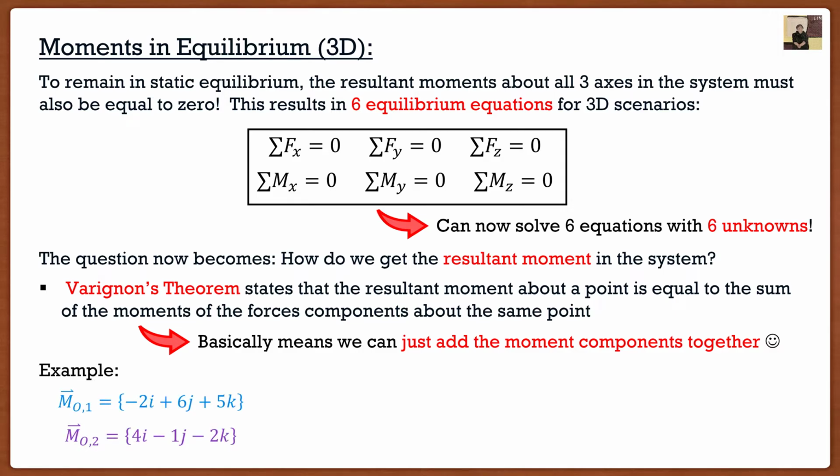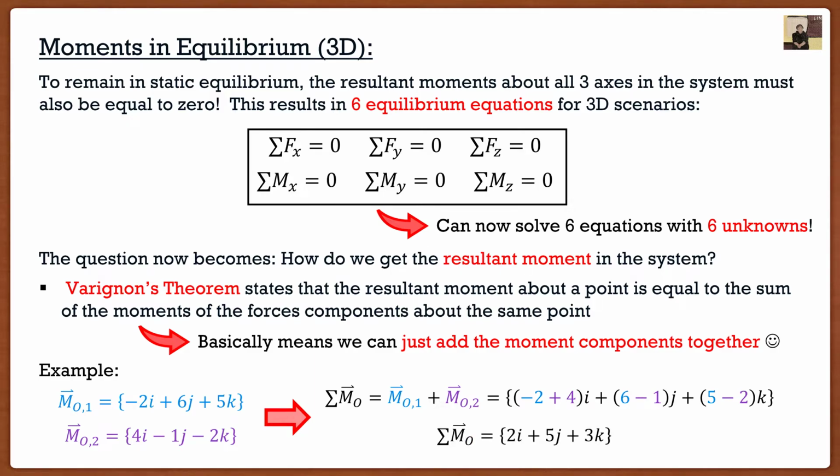So if I had two moment vectors, M1 and M2, about the same point. So here's the key: they have to be about the same point. All I need to do to find the resultant moment is add the components. I see that I have negative 2i and 4i, so I add them together. I see that I have 6j and negative 1j, just add them together, and I get my resultant moment. Now the key here is that both of these moments that I added together were about the exact same point. They're both about point O.